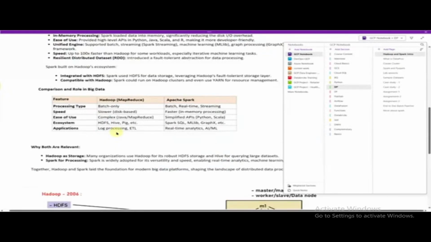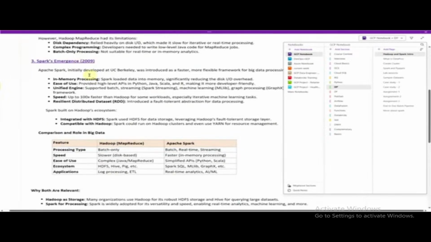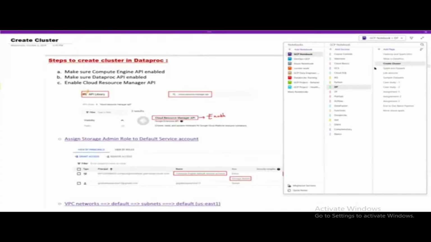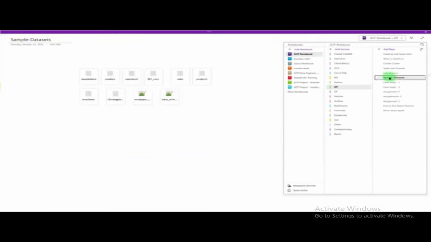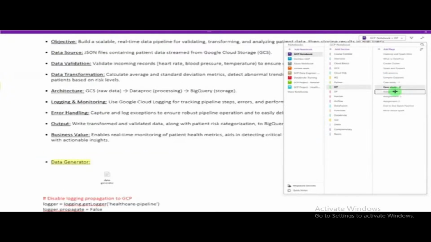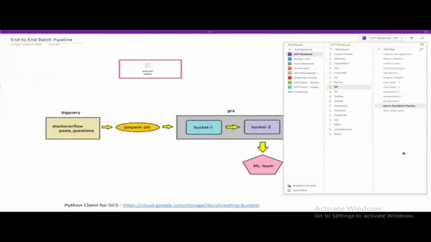What is Hadoop and why Hadoop came into the picture, when Spark came into the picture, how it came into the picture, what were the advantages of using Spark over Hadoop, and what is Dataproc, how it is different from Spark, how it is different from Hadoop and Spark, how do we create the cluster, lab sessions, sample data set practice, case study 1, case study 2. I told you 2 case studies, assignments, assignment 1, assignment 2, assignment 3, end-to-end batch pipeline. I have told you here, that is where it is, end-to-end batch pipeline.